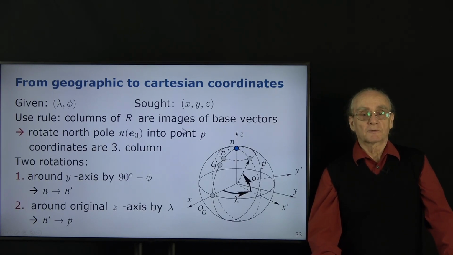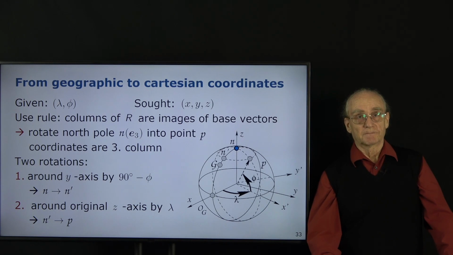So let's start with the first question. Let's assume we are given the geographic coordinates lambda and phi, longitude and latitude, and we want to know the x, y, z coordinates. What do we want to know? We want to know these coordinates in the x, y, z coordinate system. So we take the North Pole, where we know it has the coordinates 0, 0, 1. That's the third unit vector.